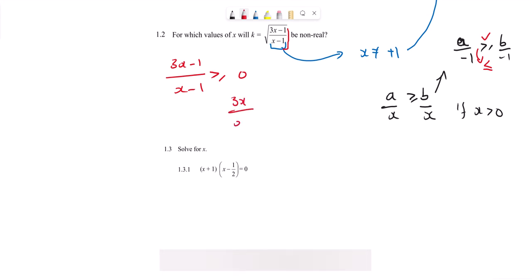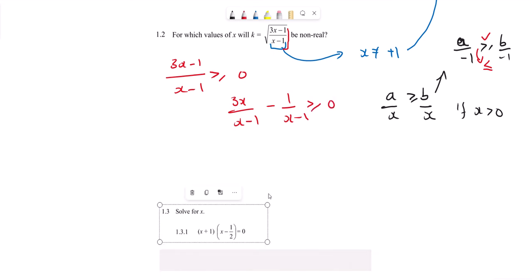3x over x minus 1, minus 1 over x minus 1, will be greater than or equal to 0. Let me just bring this down. We're going to make some space. The reason I did this is I just split the two.